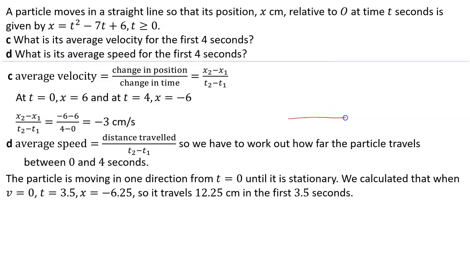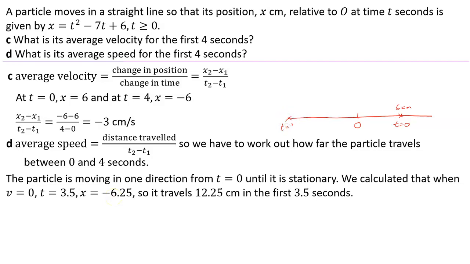So if I draw a line where this is 0, before we saw that at t equals 0, my particle starts at 6 centimetres to the right of O. I need to work out what happens to it, or where it is, when t equals 3.5. I substitute 3.5 into my expression for the displacement. That gives me x equals negative 6.25.